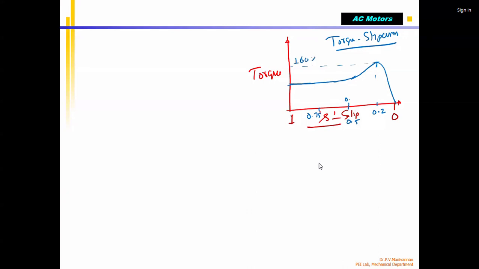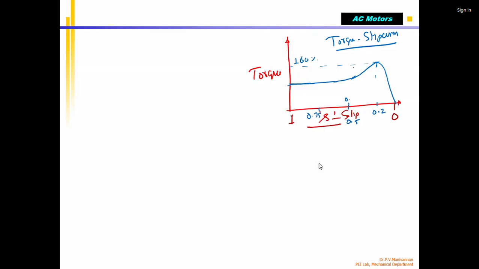Sir, just one doubt. In the graph, sir, am I audible? Yeah, you are audible. Sir, that x-axis, why do we have to take it from 1 to 0 for this graph? Because slip you can take anyway, but this slip varies from 1 to 0.